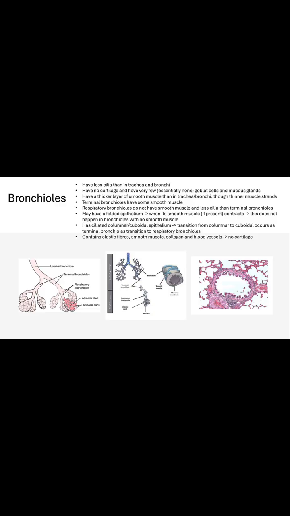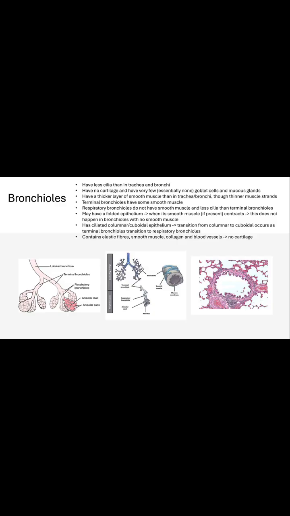They have ciliated columnar/cuboidal epithelium. Because these are two different types of cells, you could, I suppose, have them alternating, but that's not the case. We have ciliated columnar in the terminal bronchioles, and as you go further to the respiratory bronchioles, that's when the transition occurs, and you now have ciliated cuboidal epithelium.